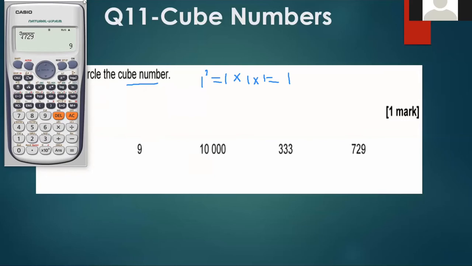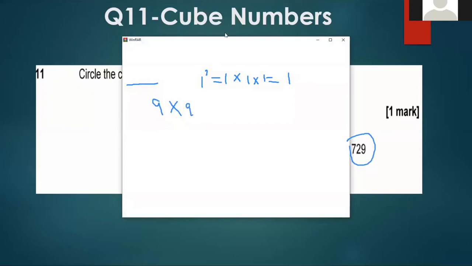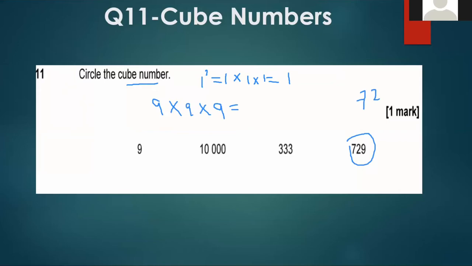And it does. Okay, so that means that 729 is a cube number because 9 times 9 times 9 is 729. Okay, so that tells us that, because we confirmed that the cube root of 729 is equal to 9, 9 times 9 times 9 is 729. Okay, so the answer is option 4, guys.